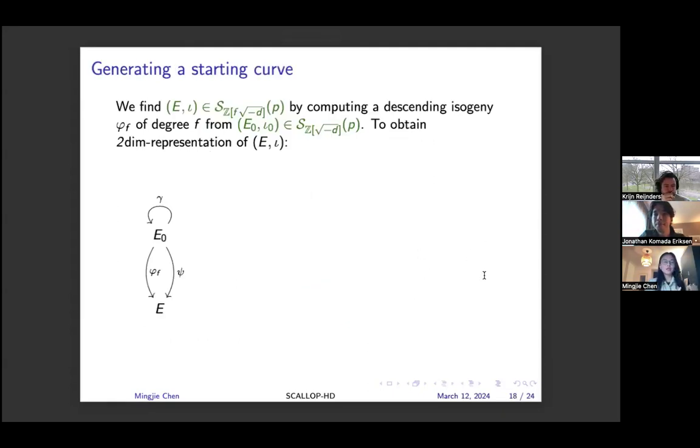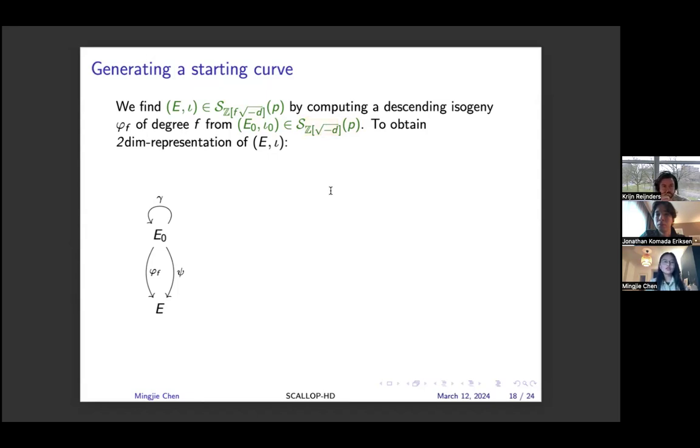Okay, now that's for parameter choices. And in order to set up SCALLOP-HD group action, we need to generate a starting curve, which is a starting point, a curve and an orientation in SOP, where O is this quadratic order we are interested in. The way we do this is to compute a descending isogeny phi f of degree f from E0 to E iota 0 in SOP, where O is now the corresponding maximum order of very small discriminant.